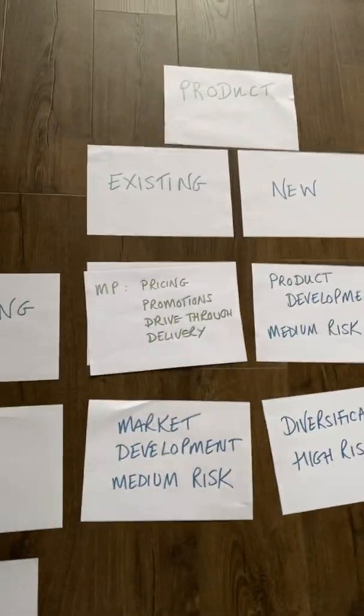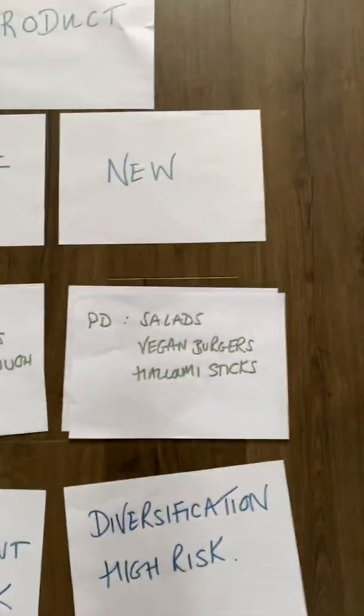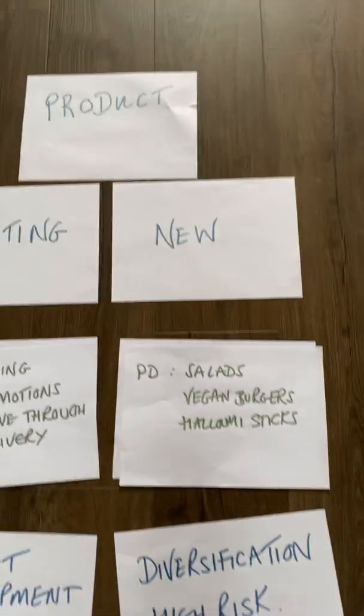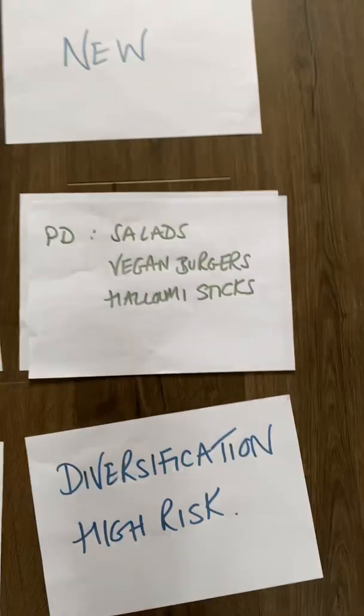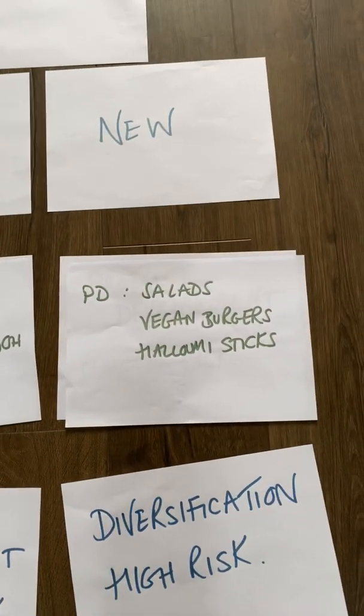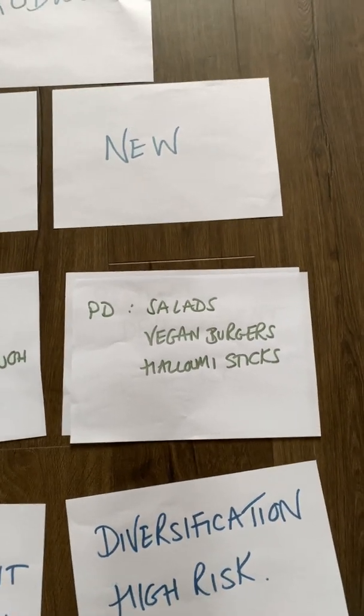However, what they could decide to do is product development. A little bit more risky here. So what they could do is they've got their existing market, but they need a new product, so they might start doing salads, vegan burgers. I've written halloumi sticks, but now in retrospect, I think they're mozzarella. I don't know, they're deep fried cheese, pretty good.